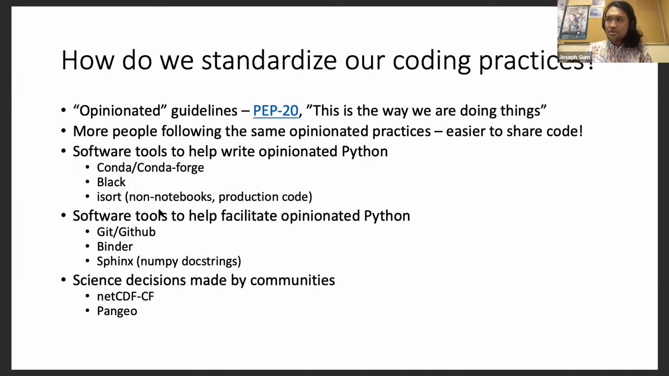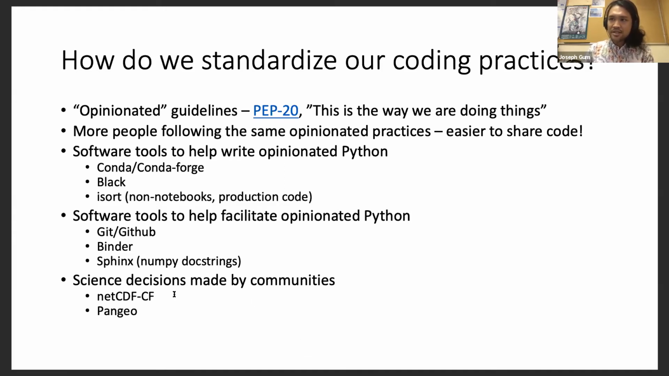We have software tools to help facilitate opinionated Python and R. I should remember to mention R sometime in here. We have things like Git and GitHub to host your data. We have Binder to host notebooks that you've been working on. And we have a project such as Sphinx in order to host your documentation, to make things easier for other people to figure out how to use.